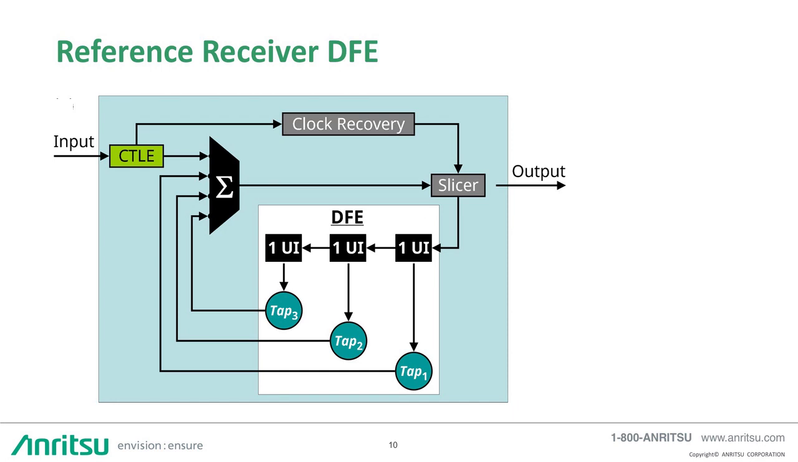Here's a block diagram of the receiver. You can see that the CTLE is an input filter. The clock recovery recovers the clock to position the timing sampling point for the slicer, which is the logic decoder. And the DFE has the 3 taps which are added together with the output of the CTLE for the input to the slicer.